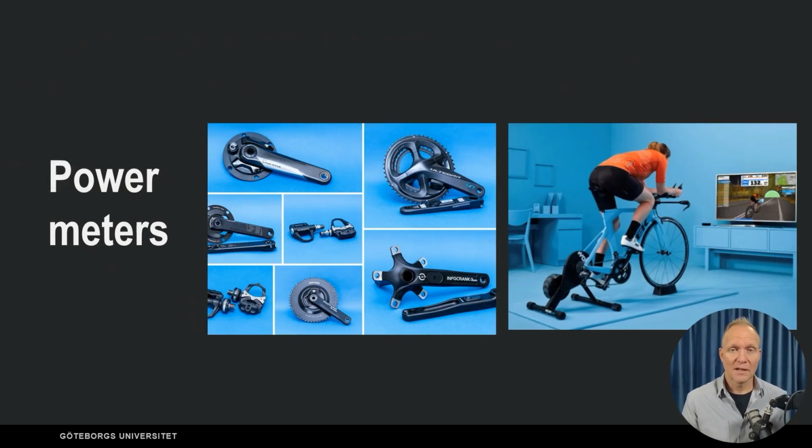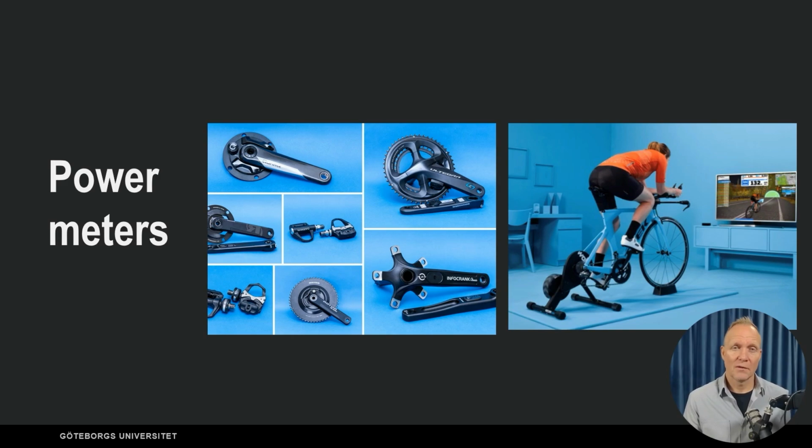An example, in addition to the GPS, is the power meter in cycling. Being able to measure power has been very important and is still extremely important in cycling, of course. Hopefully we are going to talk to a cycling coach, a trainer, who really knows the importance of being able to measure power in a very detailed way.